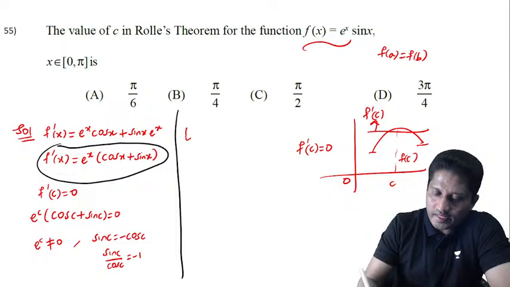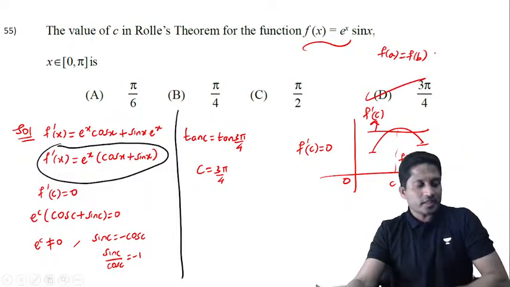Okay, and then now I get tan c. Minus 1 can be written as tan of 3 pi by 4 because tan 135 is minus 1. C is equal to 3 pi by 4. Answer is option D.